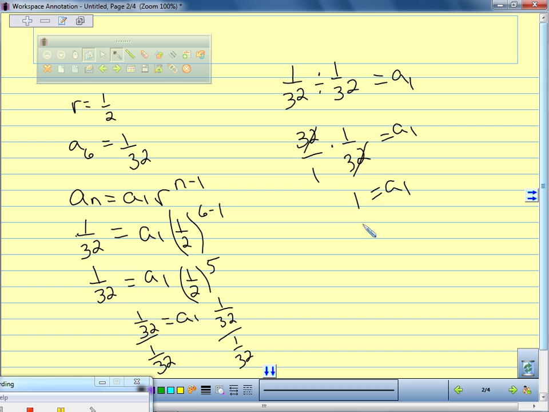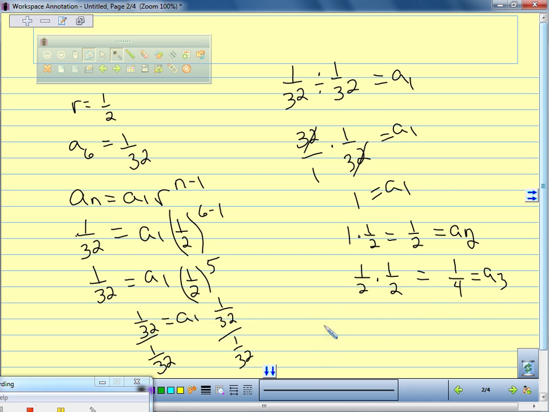Now to come up with our next term, we're going to multiply that times 1/2. So we'll take 1 times 1/2 is equal to 1/2. Now again, that's our a sub 2. Now a sub 3, we'll take the 1/2 and multiply it times 1/2. Okay, so we're going to multiply the top, we get 1, multiply the bottom, we get 4. So we get 1/4 is a sub 3.